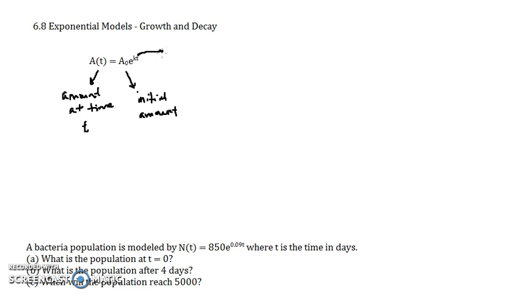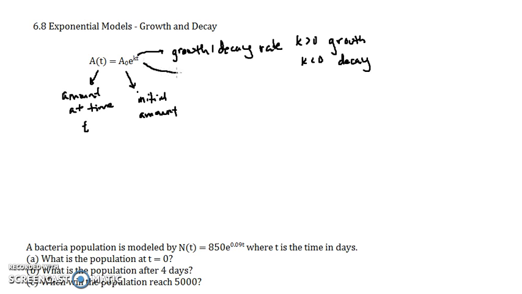The k is called our growth or decay rate. You don't have to memorize this, but it just works out this way. If k is positive, then we have growth. And if k is negative, we have decay. So our numbers are going to get smaller, which makes sense. If you have a positive exponent, it's going to get bigger. If you have a negative exponent, it's going to get smaller. Okay, so k is our rate. And then t, of course, is time.